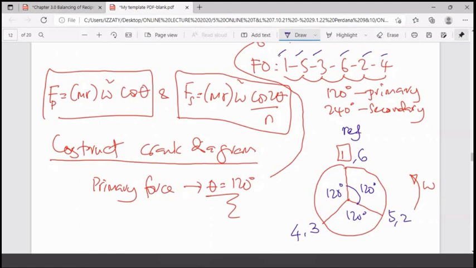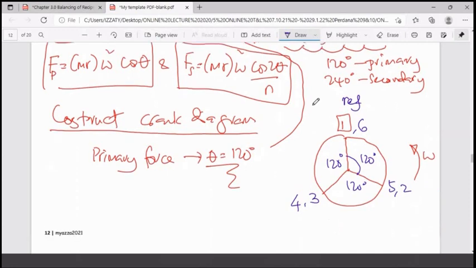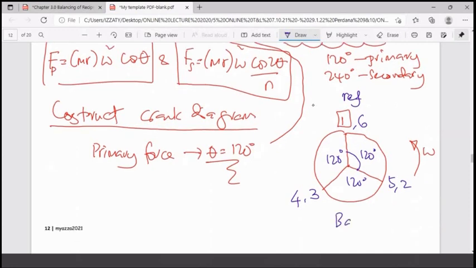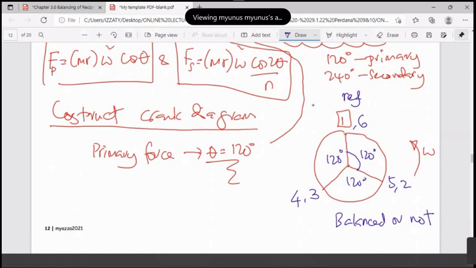Okay? Does it balance or not? Tell me, is it balanced or not? Balanced or not? Anyone? Balance or not? Yes, thank you. Balance, yes, it is balanced.